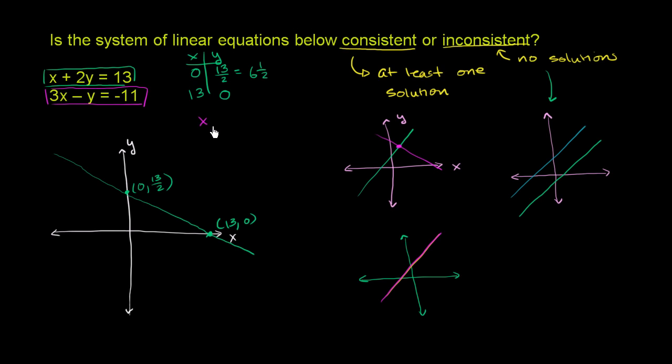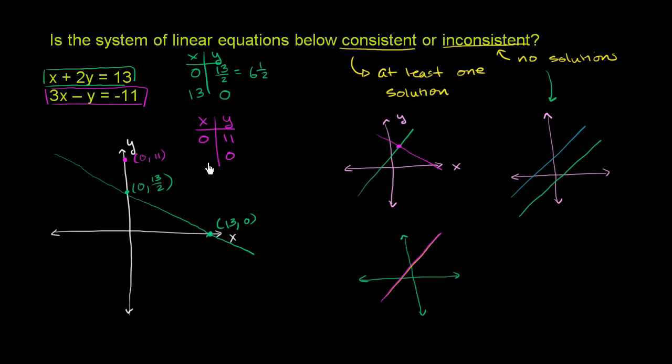Once again, let's make a little table of x's and y's. I'm really just looking for 2 points on this graph. When x is equal to 0, 3 times 0 is just 0, so you get negative y is equal to negative 11, or y is equal to 11. So you have the point 0, 11. That's maybe right over there. 0, 11 is on that line.